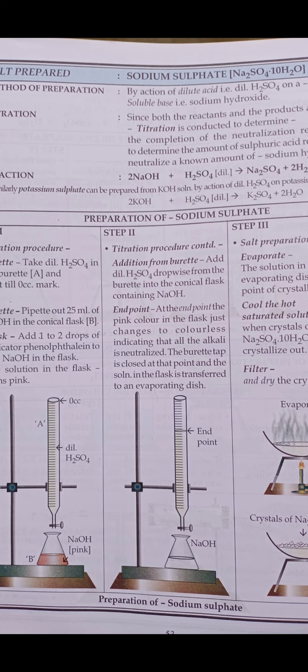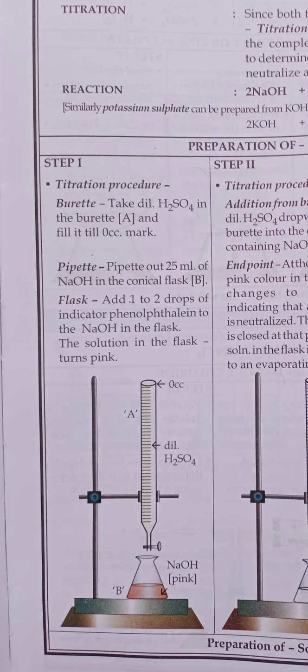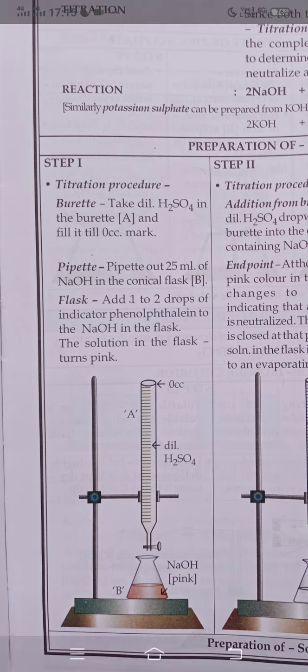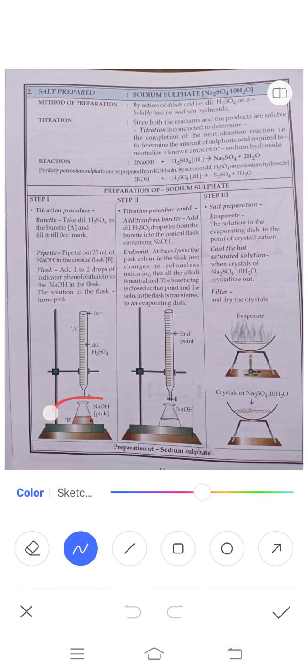Now let us see, in the first diagram, the first step in the titration procedure. This long tube is your burette. In this burette, dilute H2SO4 is added. The burette has a marking 0 on the top, and usually the burette is of 50 ml only. Now we will pipette out, that means suck, 25 ml of NaOH solution into the conical flask. This is the conical flask below, in which we have pipetted out the NaOH solution.